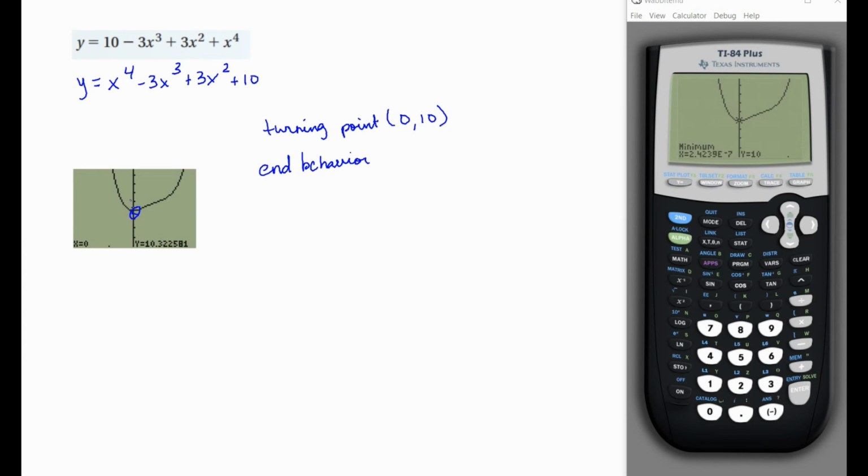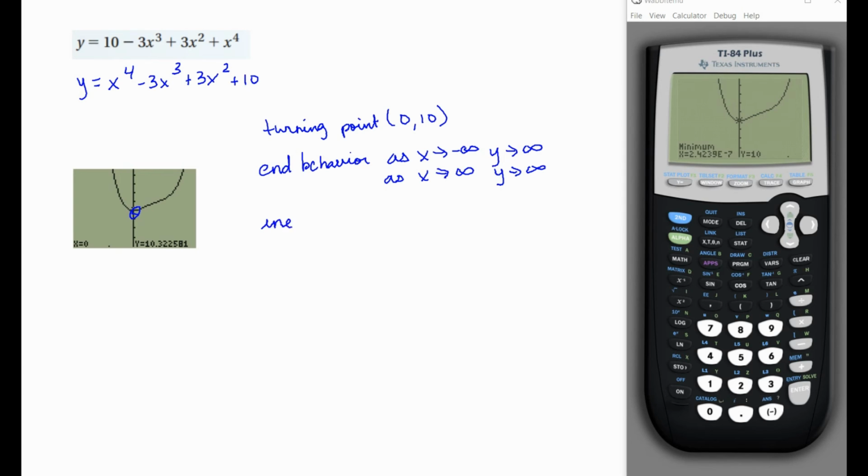And it's going up on the left and up on the right. So as x approaches -infinity, so on the left side, my y is going up to infinity. As x approaches +infinity, on the right side, my y is going up to infinity. So that's end behavior. And lastly, we have our increasing, decreasing behavior.